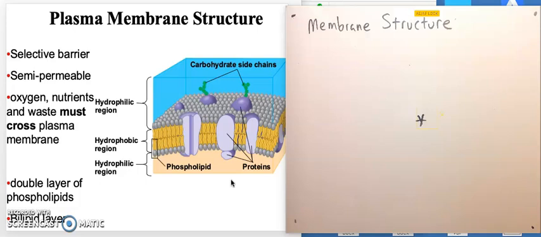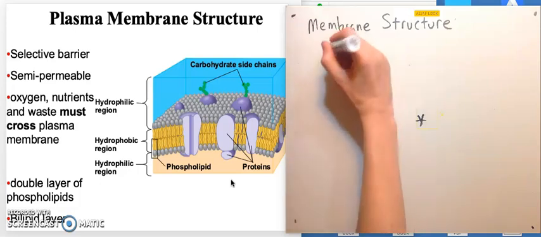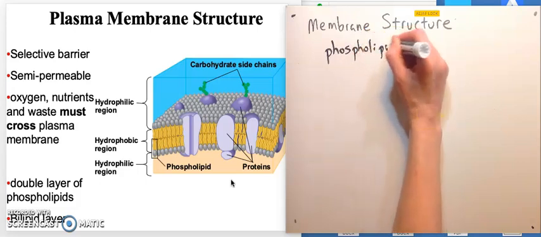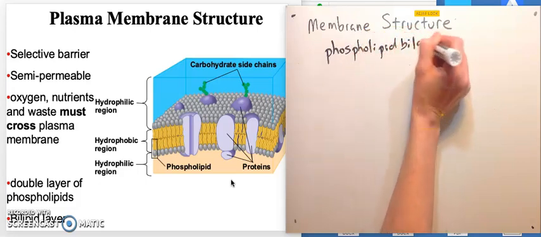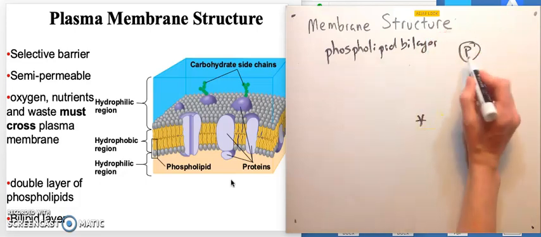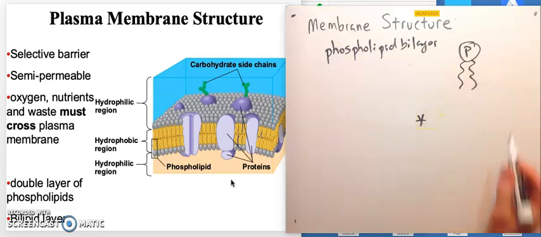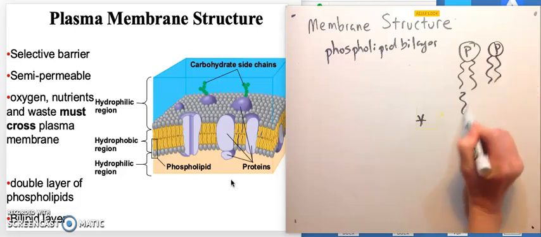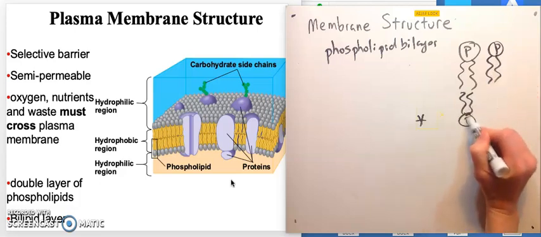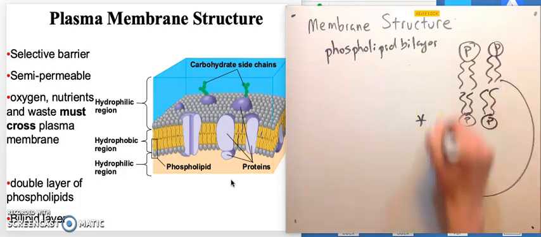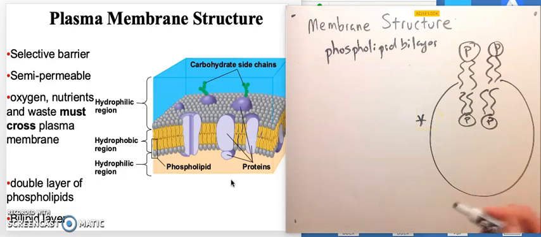One way to describe it is as a phospholipid bilayer. So remember, phospholipids have a polar head group with a phosphate and two hydrophobic tails. And so they self-assemble into membranes. The hydrophobic tails bunch together to get away from water, and the polar head groups face out towards water, eventually circling all the way around and making a double layer membrane, or a phospholipid bilayer.